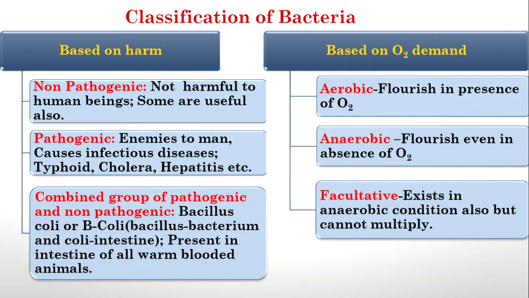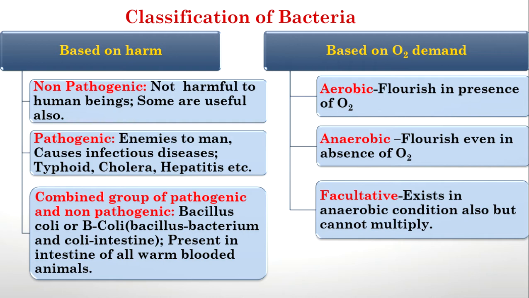Bacillus coli, which is present in the intestine, is one of the examples for that kind of bacteria. They can be used as a representative organism or indicator organism. So we'll see what indicator organisms are later.